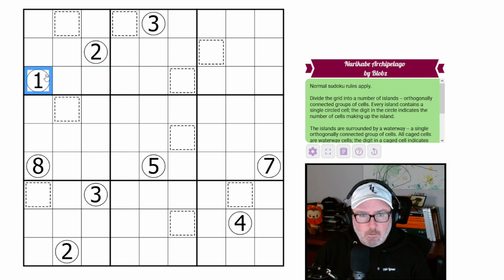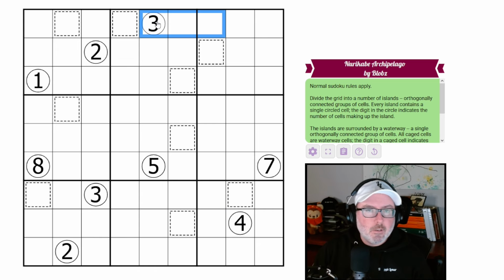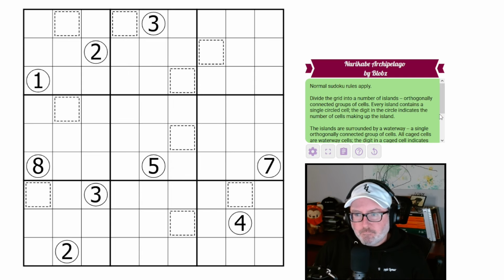So these are all circled cells. These are telling you how large the islands are. So this one means this is a 3-cell island. It could do this. It could do this. It just has to be some orthogonally connected group of cells. So that's the first start.